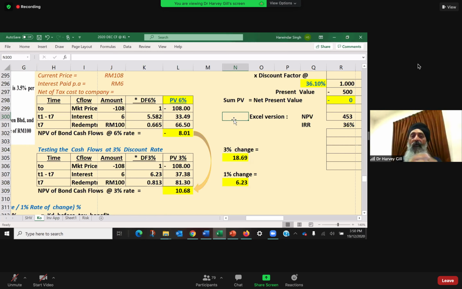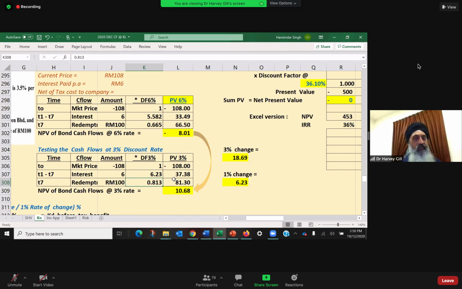You want to find out the rate at which NPV will become 0. Then that will be the internal rate of return of these cash flows. But here, when I discounted at 6%, I found it is negative. So I know I must discount at a lower rate. So here I have tested the cash flows at 3%. I did the same thing, market price, interest, redemption, but I used the factors now at 3%. Year 1, this is 6.23 now, and 0.813, and I find I get a positive number.